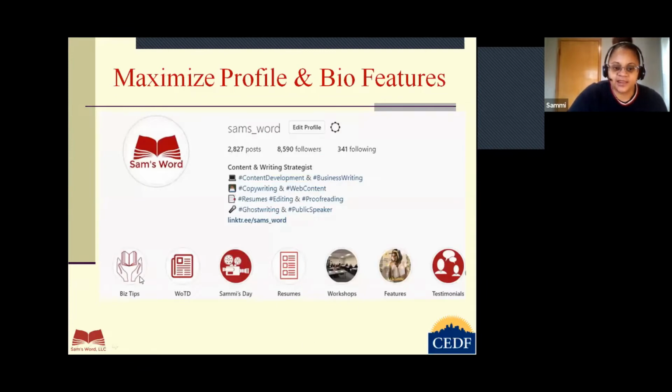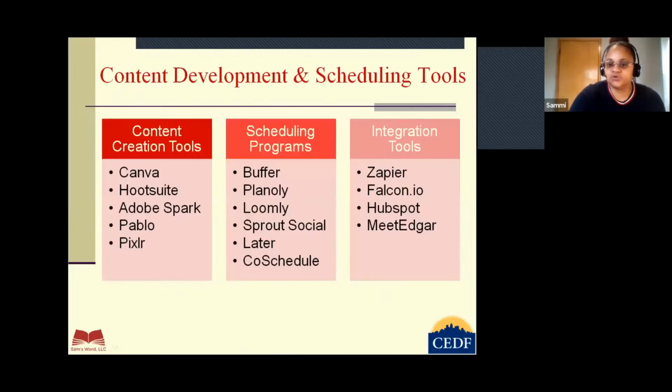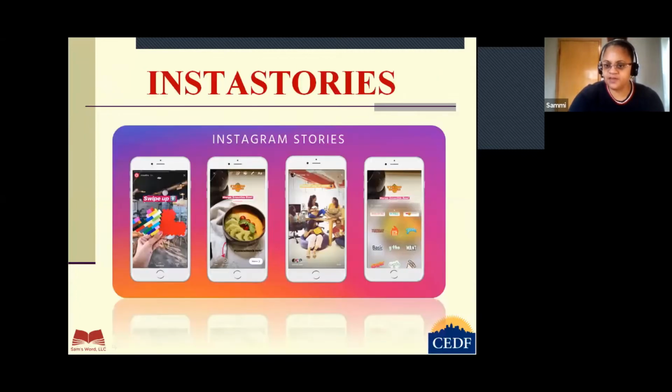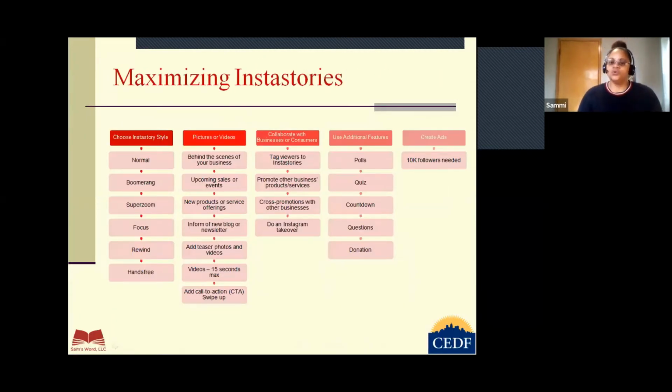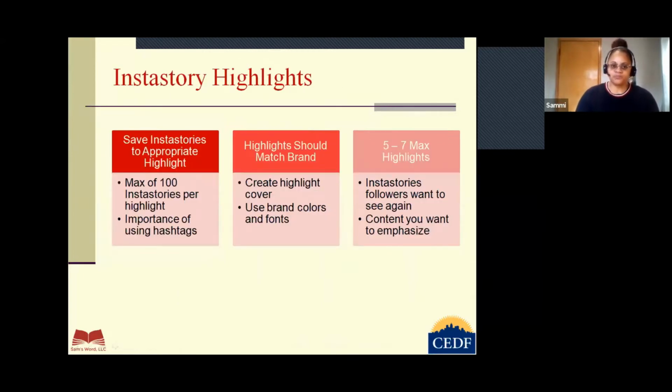And so these are the highlights. So business tips, word of the day, Sammy's day, resumes, workshops, features, testimonials. Those are your highlights. So you create your Insta story first, and then from your Insta story, you then save it to your highlight bubble. Again, you can have at most 100 Insta stories per highlight. And if you're using hashtags on your Insta story, and you save it to the highlights, it'll stay there until it reaches 100.